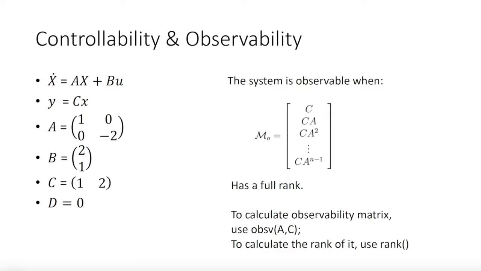For these systems, for observability, we should construct a matrix where the first row is C, the second row is CA, ending with C times A to the n minus 1. Here again, n is the dimension of the n by n square matrix A. Since A is 2 by 2 and C is 1 by 2, the observability matrix should be a 2 by 2 matrix.